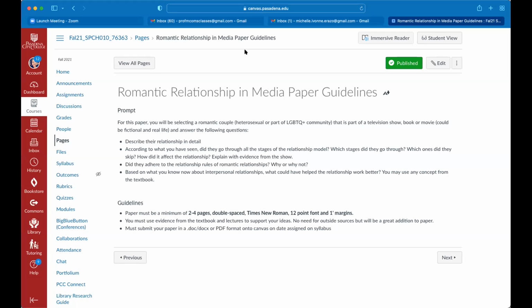So if they went through all the stages, how has this affected the relationship? Did it help it? Does it look like a healthy relationship? If they skip some of the stages, which ones did they skip, and how has it affected the relationship?